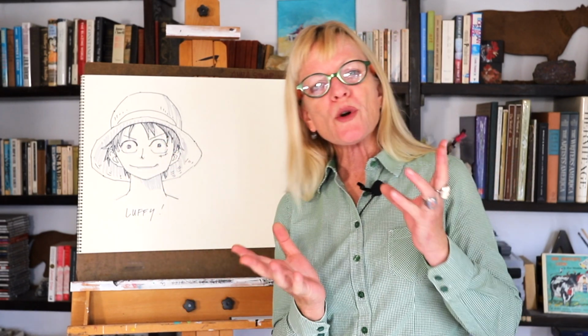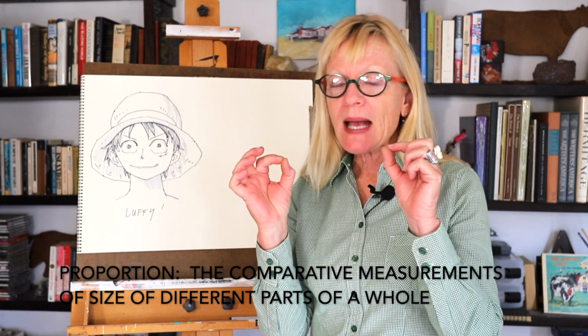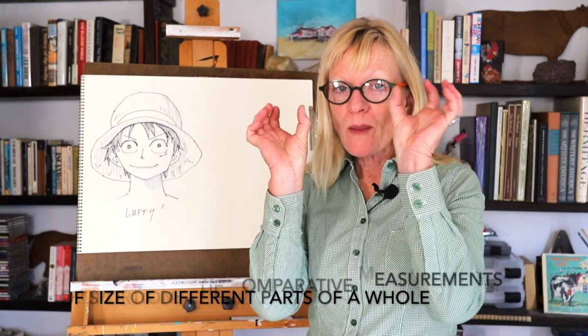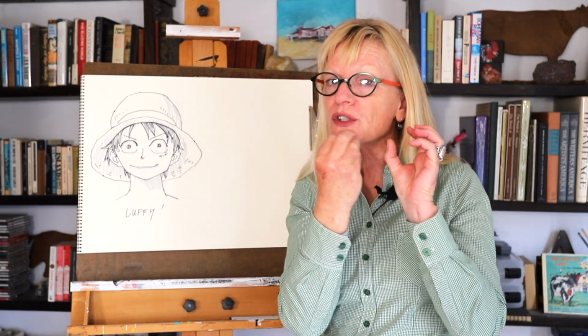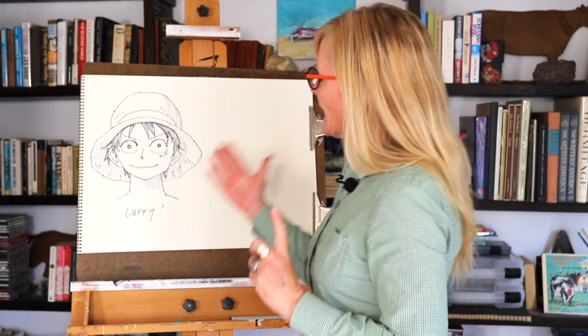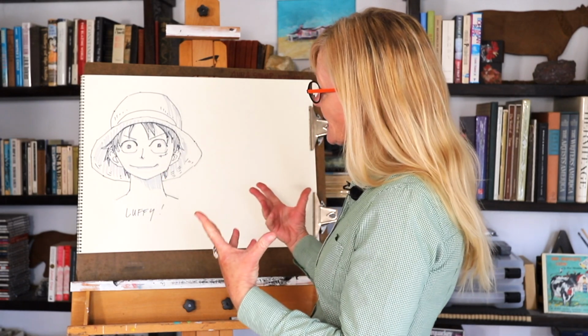So the word proportion means comparing one thing to another thing. For example, you're comparing where the eyes go in the face, or how many eyes are crossed, and where does the nose go in relationship to the eyes. So let's talk about Luffy first. I'm going to talk about the proportions of his face.